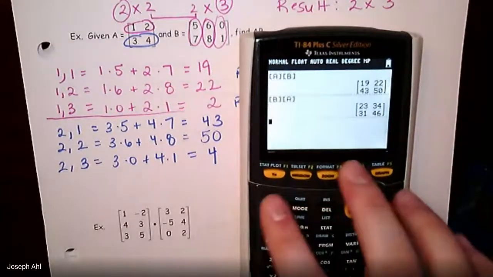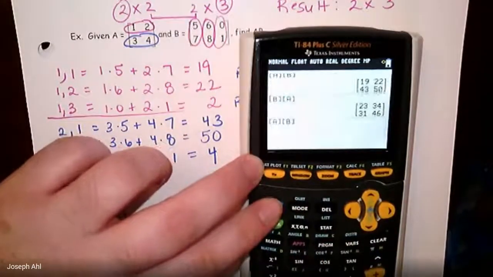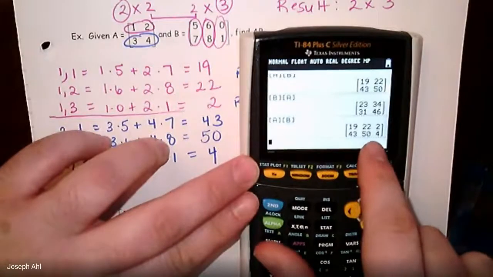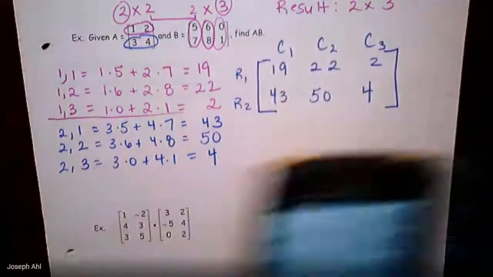If we try matrix A times matrix B, we're going to get an answer that matches what we just got a second ago. I think I got that. I don't know. Is that a 2, 4? It was. Okay, perfect. All right, I'm going to do one more with you.